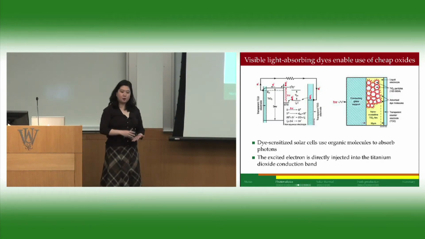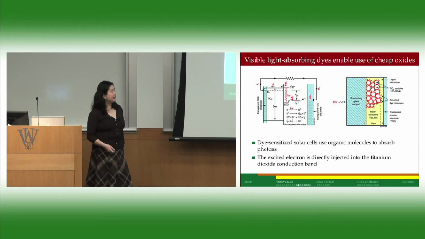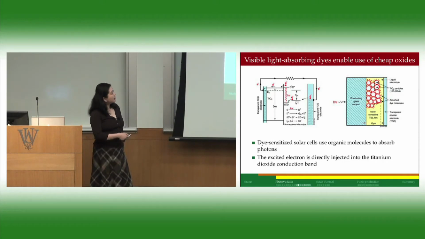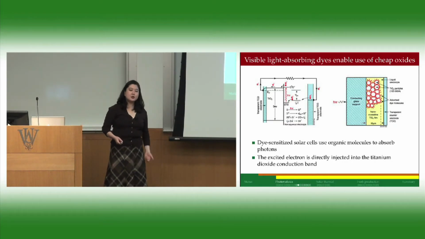Titanium dioxide: wide band gap, white color, doesn't absorb any visible light, band gap of 3.2 eV. Normally you would think it was a horrible semiconductor. It doesn't absorb any visible light, so why use it? However, if you combine it with these visible light absorbing dye molecules, what essentially happens is that the dye molecules themselves are the ones that get excited.